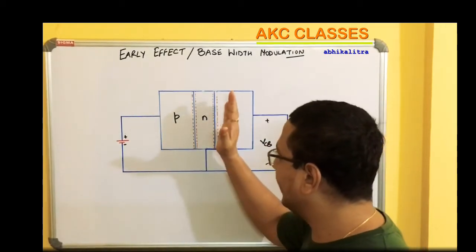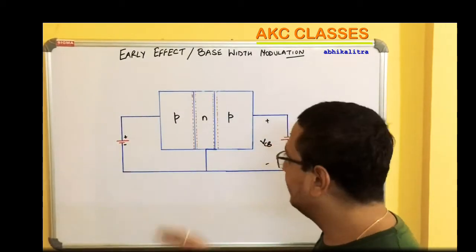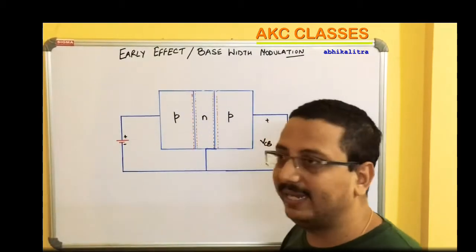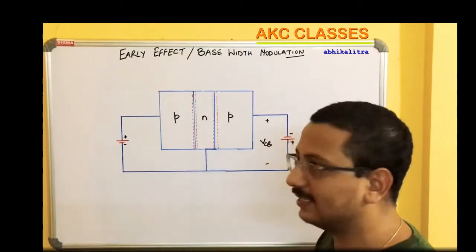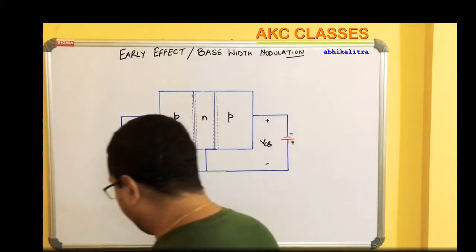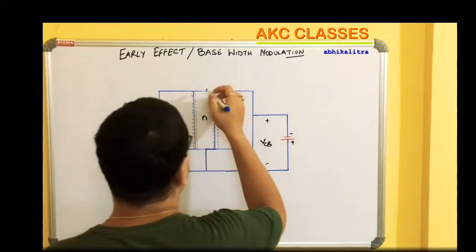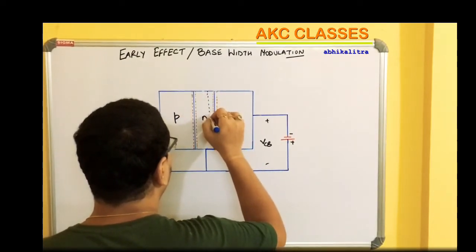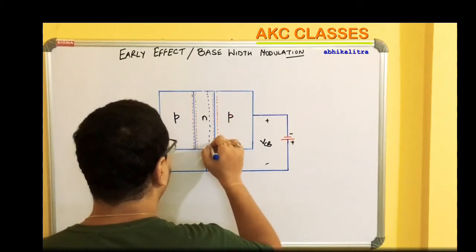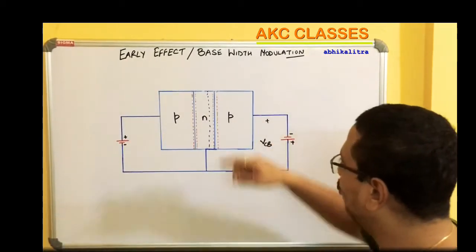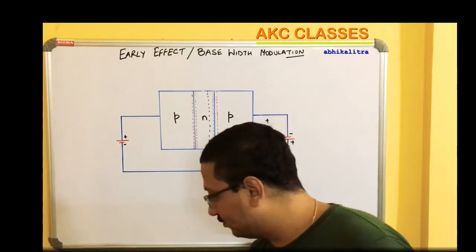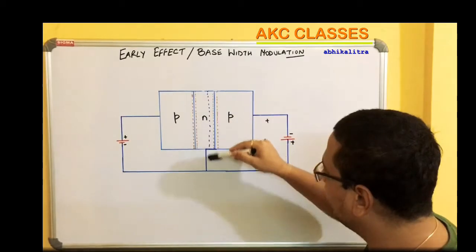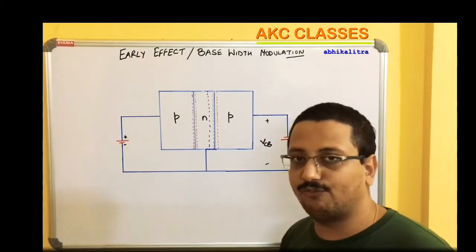Now what happens is that when VCB is gradually increased, the depletion region across the collector and base starts to get into the base region, since the base region is lightly doped. So with the increase of VCB, the new depletion region will look something like this. The blue dotted line that I have drawn over here, if you just zoom your video, you will understand is the new depletion region that is formed.